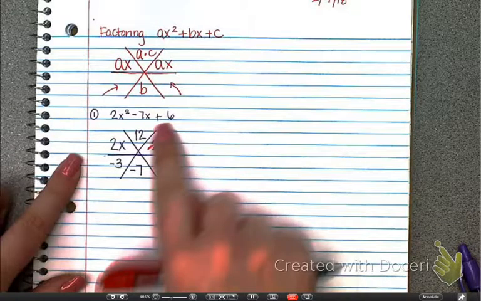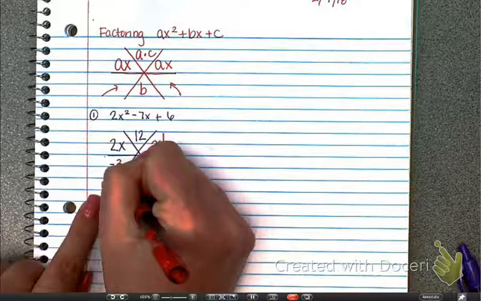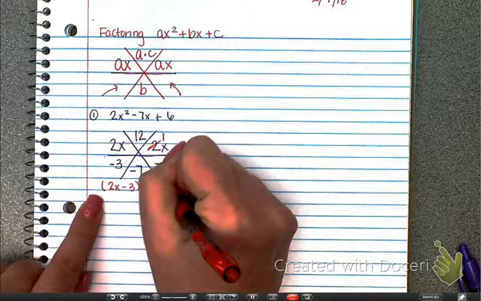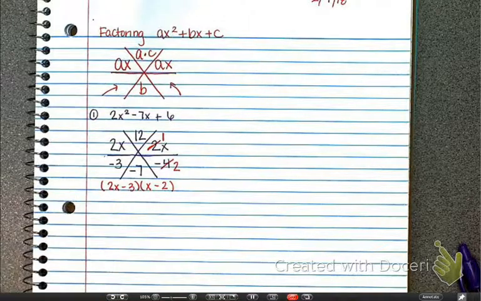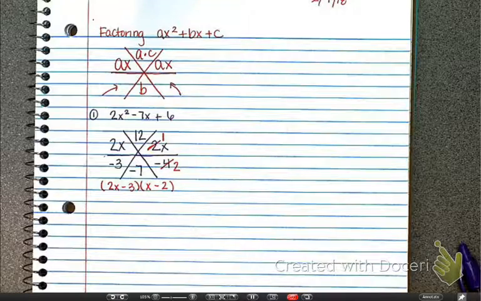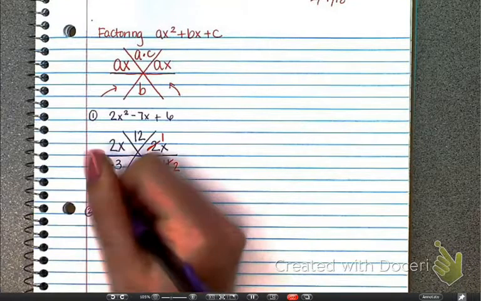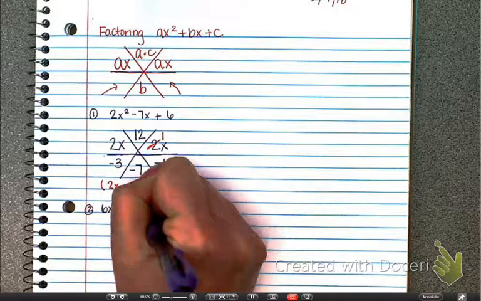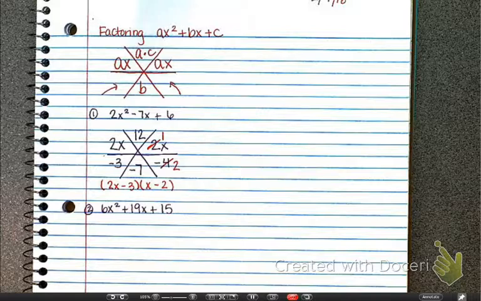Now just like with the X, these are our factors. So my first one is 2x minus 3. My second one, because I simplified it, is x minus 2. And if you FOIL or box that, you will go back to 2x squared minus 7x plus 6. Are we okay with that? Okay, let's try another one together, and then I'll give you one to do. How about 6x squared plus 19x plus 15?